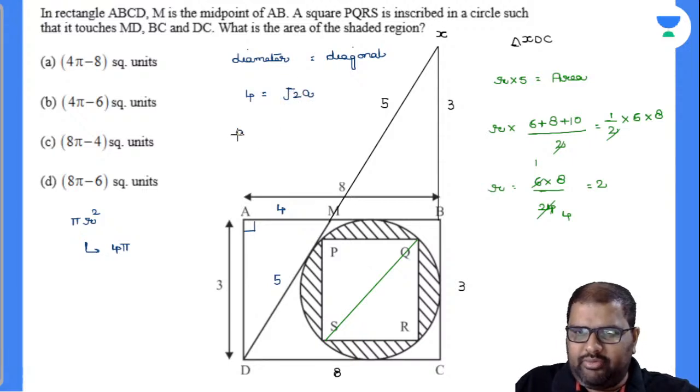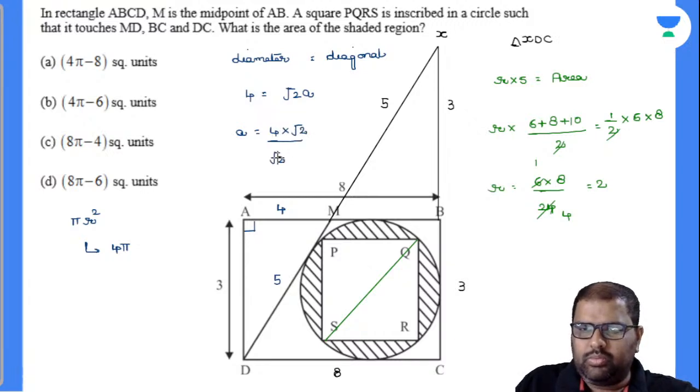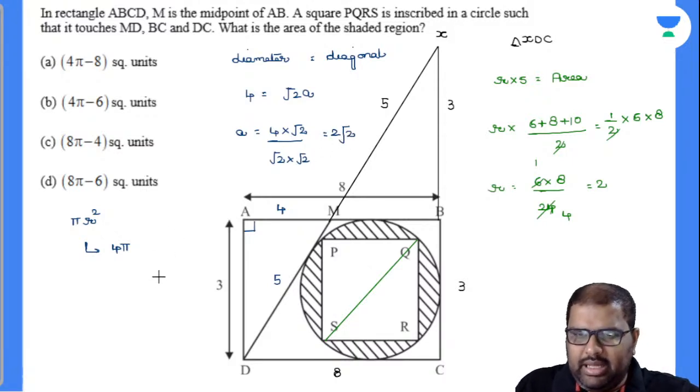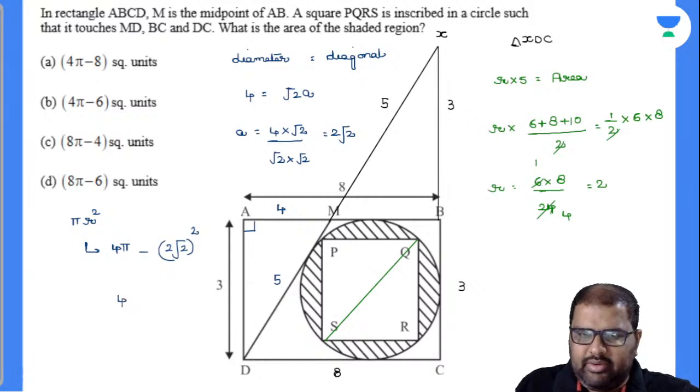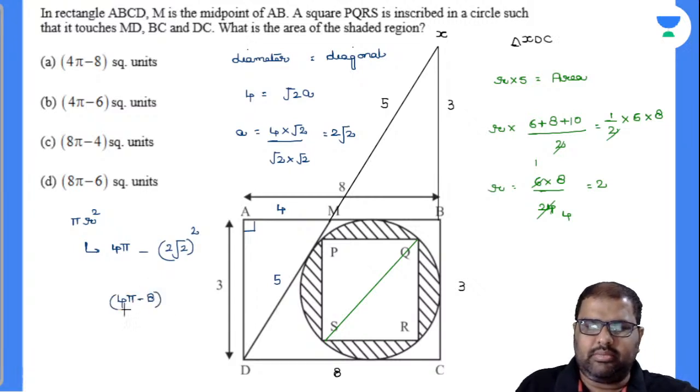Now I can write down a is equal to 4 by root 2, by rationalizing, finally 2 root 2. So the area of the circle is 4 pi, and the area of the square is 2 root 2 whole square. So I have to subtract this, then I will get the shaded area. Shaded area is nothing but equal to 4 pi minus 8 square units.